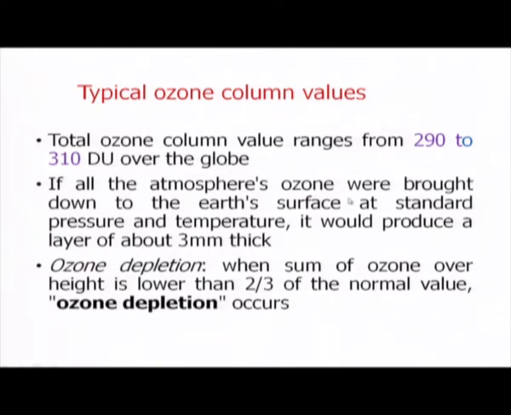But if all the atmospheric ozone were brought down to the earth's surface at standard temperature and pressure, it would produce a layer of about 3 mm thick, that is the total entire global atmospheric concentration of ozone. This is normal. And what is ozone depletion? Suppose the ozone over a region is lower than 2/3 of the normal value, from this 290 to 310, then it is called ozone depletion.